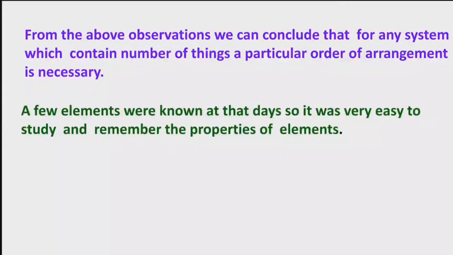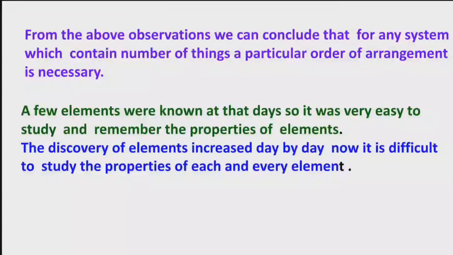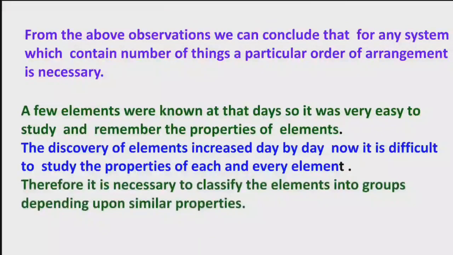A few elements were known in those days, so it was very easy to study and remember the properties of elements. But the discovery of elements increased day by day. Now it is difficult to study the properties of each and every individual element. Therefore, it is necessary to classify the elements into groups depending upon similar properties. At present, we have 118 elements. It is difficult to study the properties of individual elements, so it is necessary to arrange them into groups depending upon similar properties.